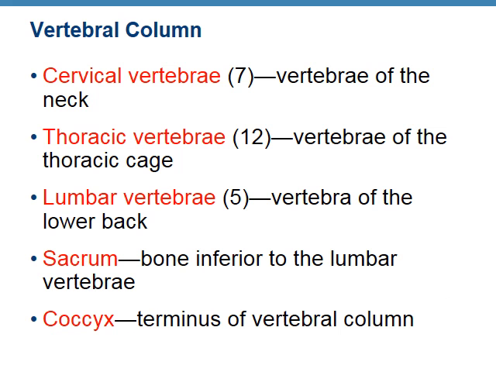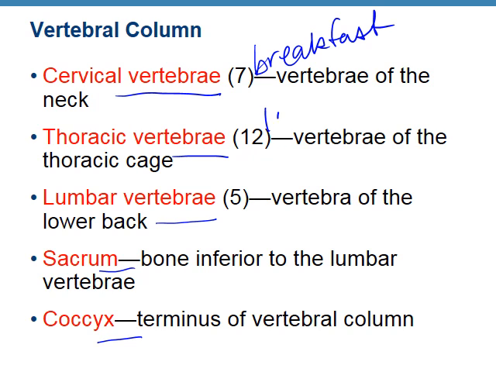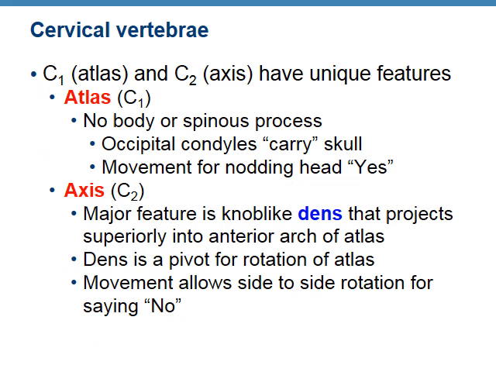On to the vertebral column. So we have 7 cervical vertebrae, 12 thoracic, 5 lumbar, a sacrum, and a coccyx. Some people say this is when you eat breakfast, this is when you eat lunch, and dinner times, right? So the very first 2 vertebrae are a little bit special.